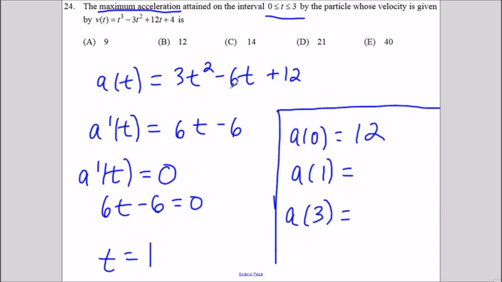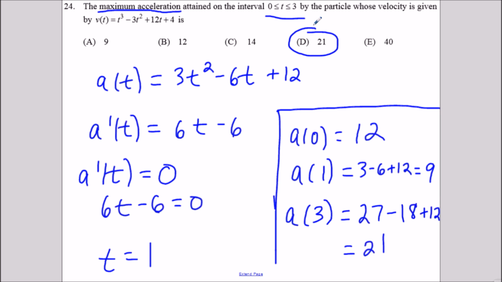If you plug in 1, you're going to get 3 minus 6 plus 12, which is equal to 9. And if we plug in 3, we're going to get 3 times 3 squared, which is 27, minus 6 times 3 is 18, and then plus 12. And this is going to give you 21. So the absolute maximum number in this list is 21. So choice D is our answer to this question. And remember, this is finding absolute extrema on a closed interval.